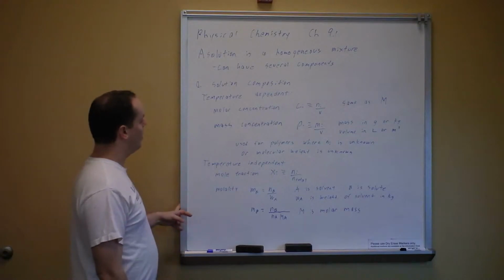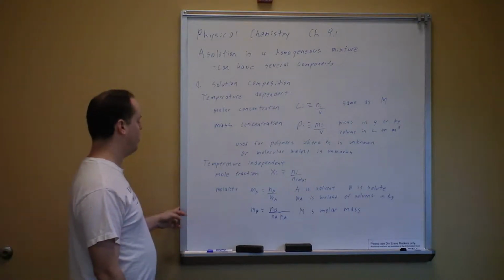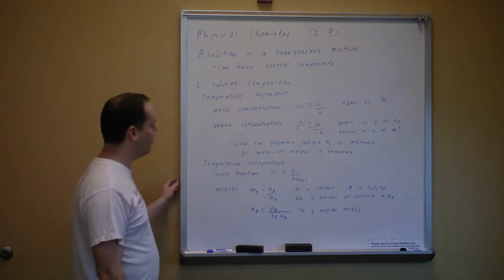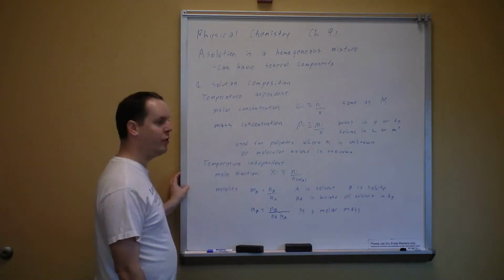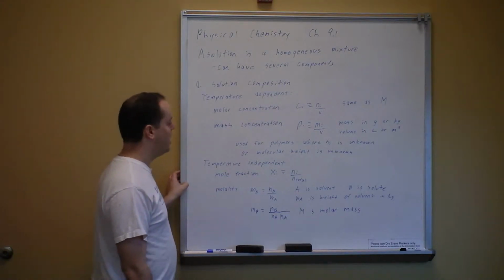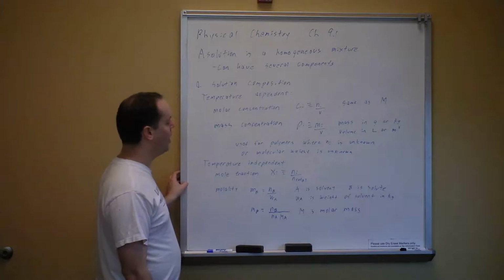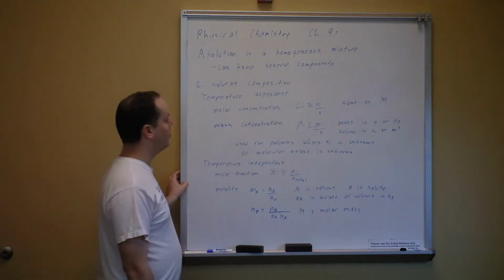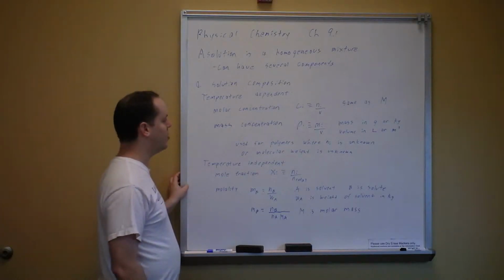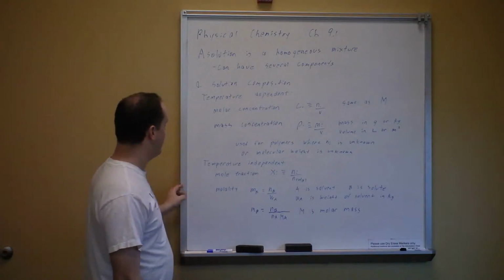Now, as far as temperature-independent ones, there are a few of these. One, of course, is just mole fraction, X sub i, which we'll be using a lot in this chapter. X sub i is just n sub i over n total. So the number of moles of our solute divided by the total number of moles.